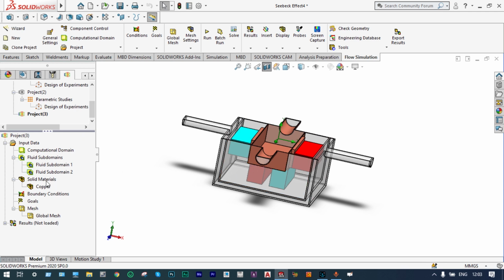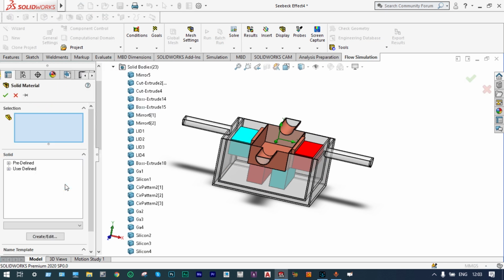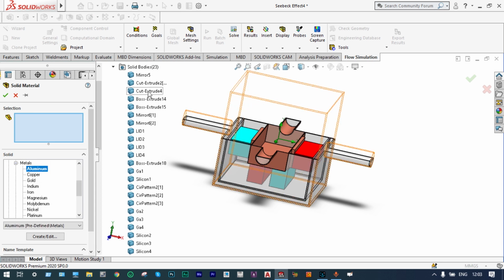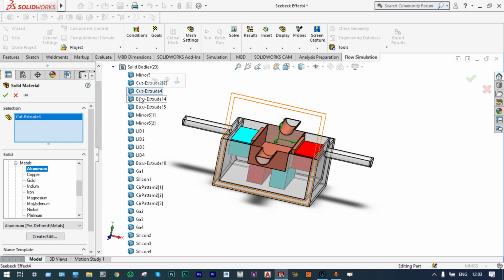Next to that, we have to apply different materials. Again, solid materials. Insert solid material. It will be aluminum for other objects. So we are selecting materials, metals. It will be aluminum. Let us select that different surfaces. I have selected one face. Second one is also selected. Third one is also selected. Fourth one, fifth one. So we have already selected different materials as aluminum.